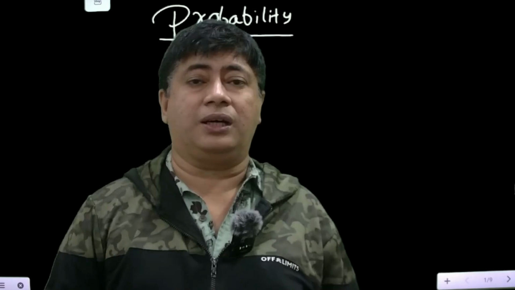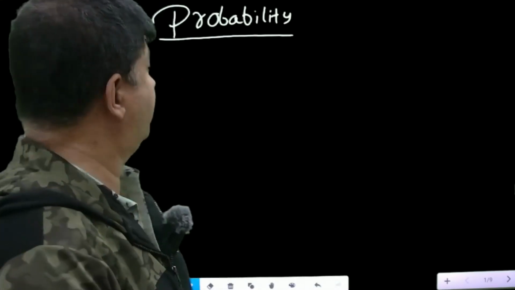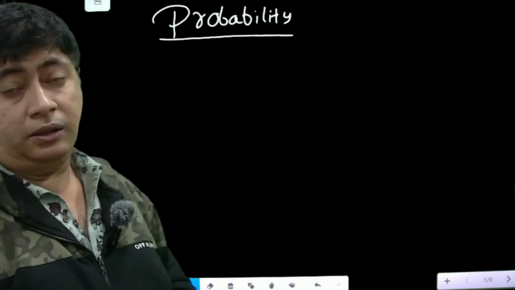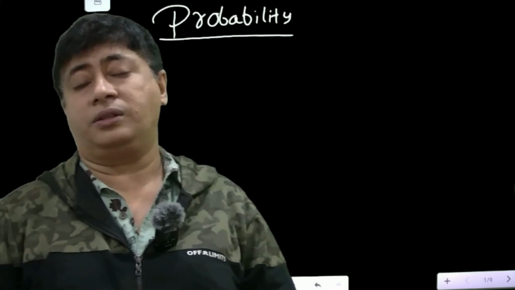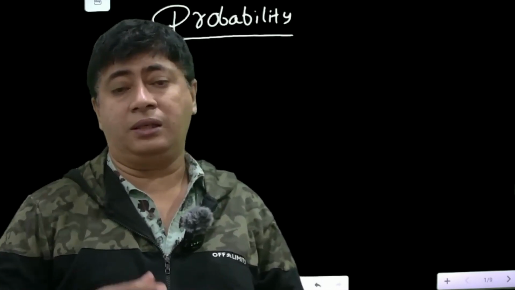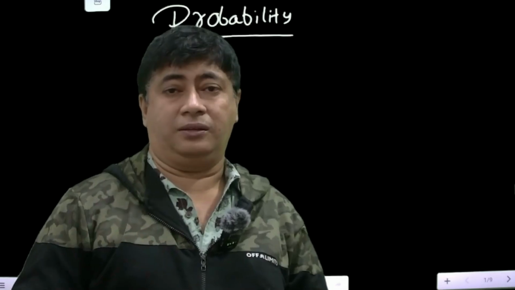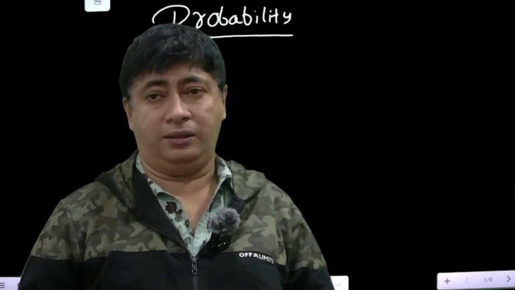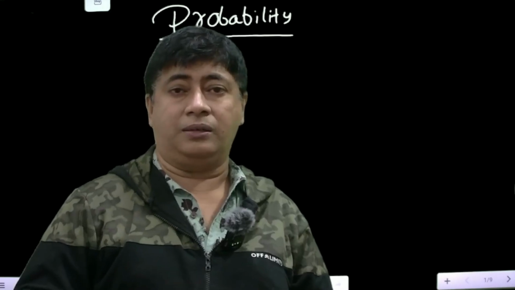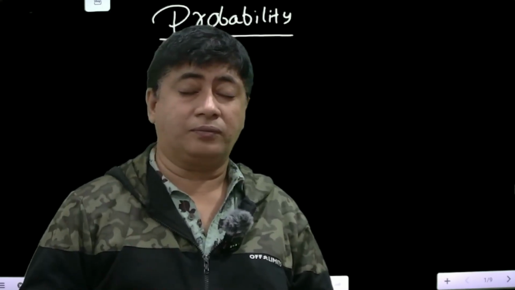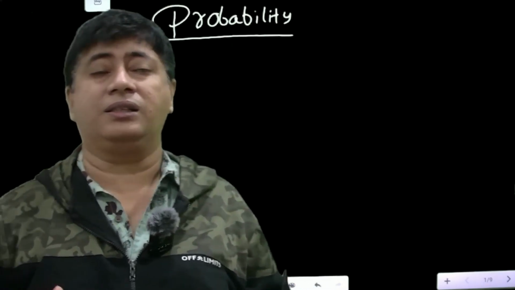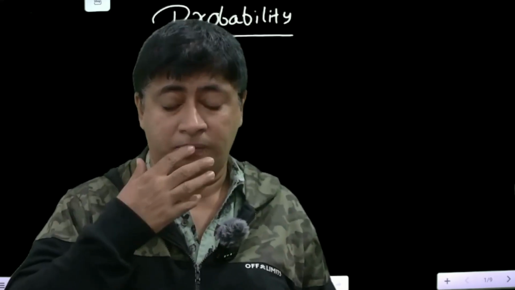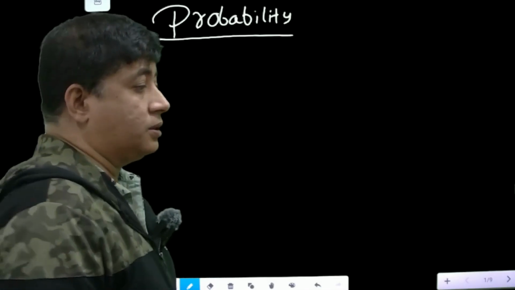Today we are going to start a new chapter, that is probability. This probability is called the black portion of mathematics because generally the concept of probability is inherited from gambling. It is the chance factor. So this probability had, what I can say, a strong impact on the economy of a country once upon a time. Now we are going to start probability.